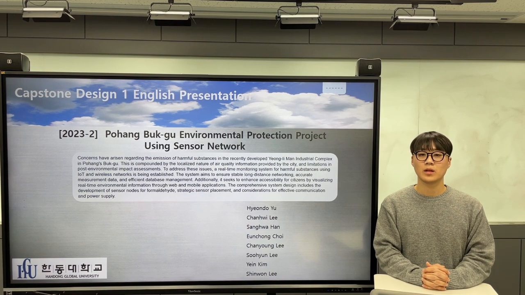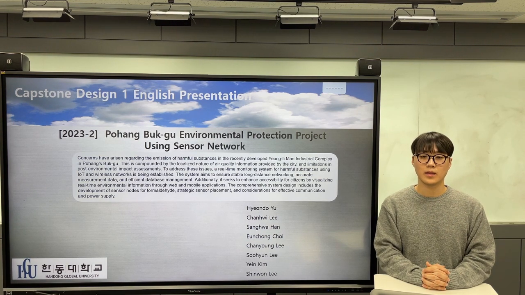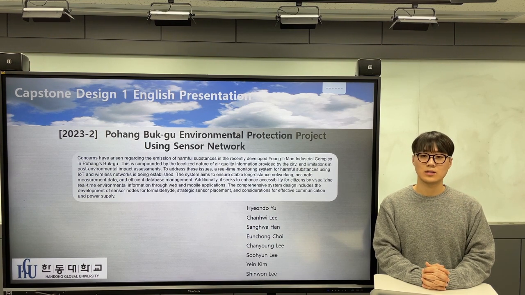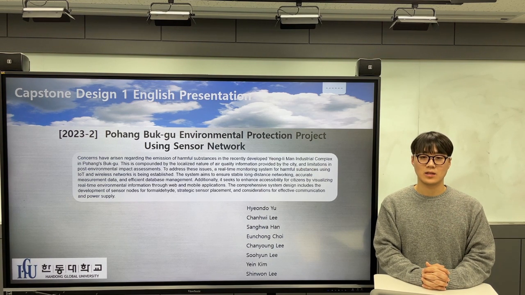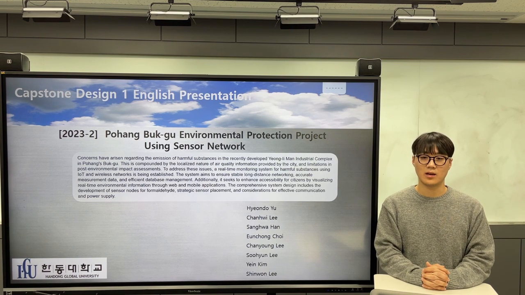established. The system aims to ensure stable long-distance networking, accurate measurements data, and efficient database management. Additionally, it seeks to enhance accessibility for citizens by visualizing real-time environmental information through web and mobile applications. The overall design includes creating sensor nodes for formaldehyde, strategically placing sensors, and addressing communication and power supply effectiveness.